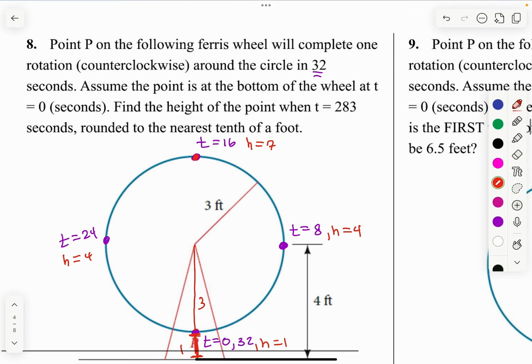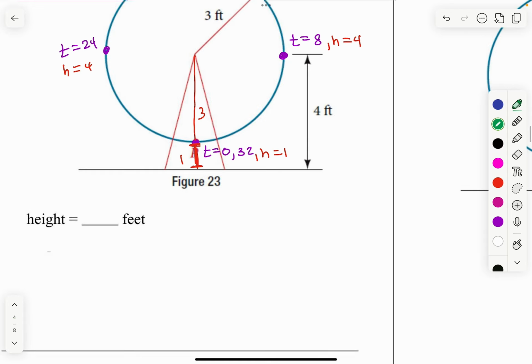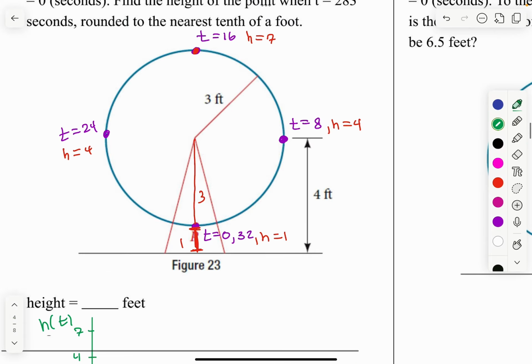All right, and now look, I have all the information I need to model the height as a sine or cosine graph. Some students like to draw something simple, a simple sketch. This is our t-axis, this is our height axis. The time values are 8, 16, 24, 32. And the key heights are 1 foot, and then it's up to 4 feet, and then it's up to 7 feet, and then it's back down to 4.